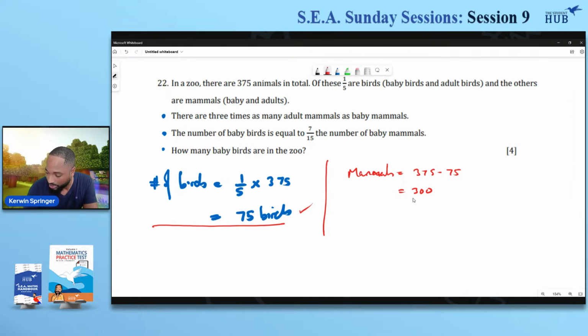Alright, so 375 minus 75 is 300. So we have the number of mammals. So let's focus. I wanted to draw a little block diagram here to show this information. 3 times as many adults, so that's the adults, and that's the baby mammals. This is just for mammals. So it's 4 parts. And you understand how I'm slowly picking apart this question. It's like food, I'm taking it apart bit by bit. 4 parts will be equal to 300 divided by 4.